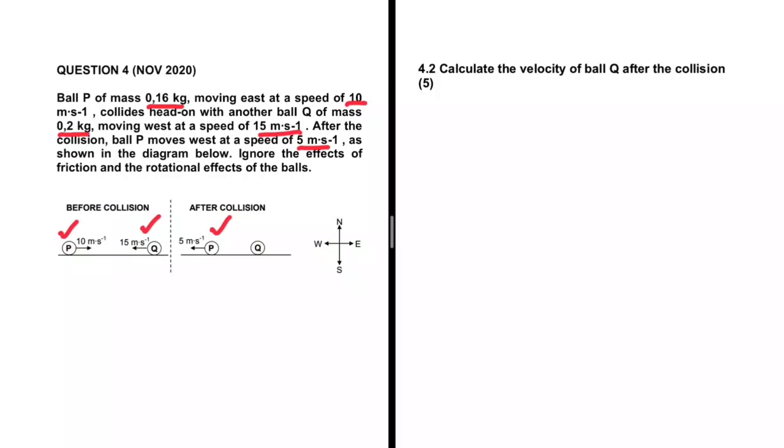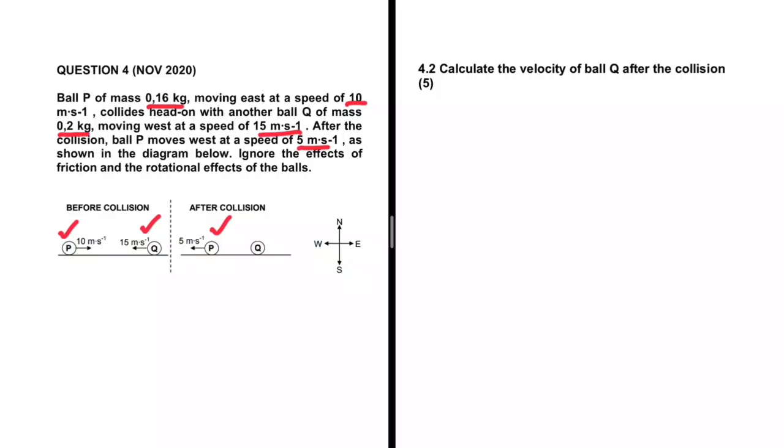If the question says that we must ignore the effects of friction, then we have an isolated system. We have a closed system. Momentum is conserved, right? Linear momentum is conserved. So let's take a look at our question. Calculate the velocity of ball Q after the collision. Based on the information we have, the mass, the velocities before and after the collision, that leads us to use the conservation of linear momentum.